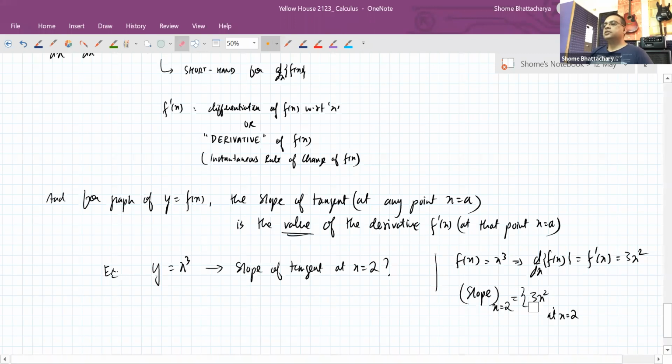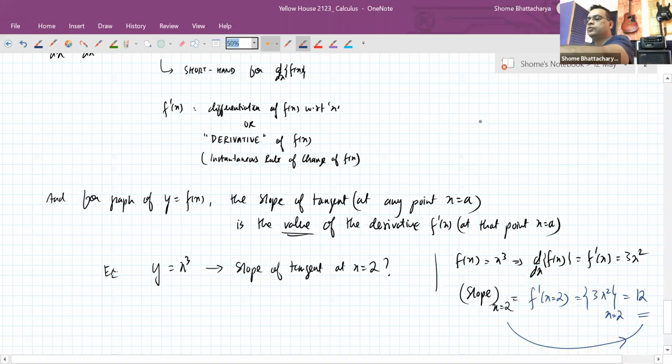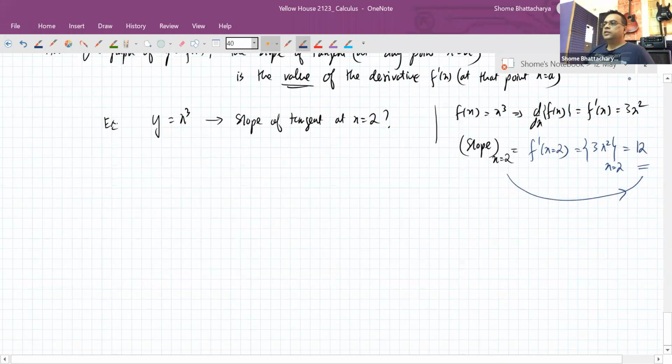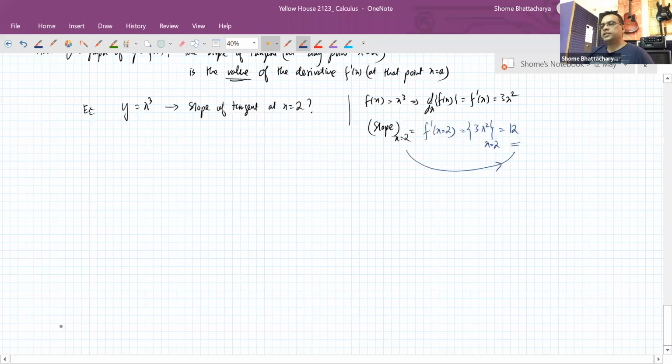So in fact, let's write it like this. It will be the value of the derivative, that is f prime, at x equal to 2. So that is nothing but 3x square, substituting the value of x as 2. So that is nothing but 12. So 12 is the slope of the tangent at the point x equal to 2. Okay, so this is again interpretation of what is meant by derivative, what is meant by instantaneous rate of change, and how it is related to the quantity slope of tangent.